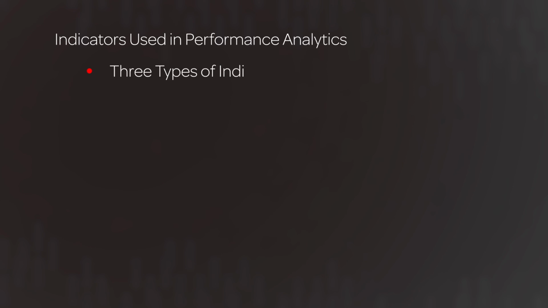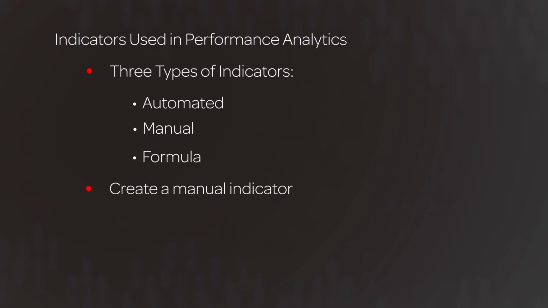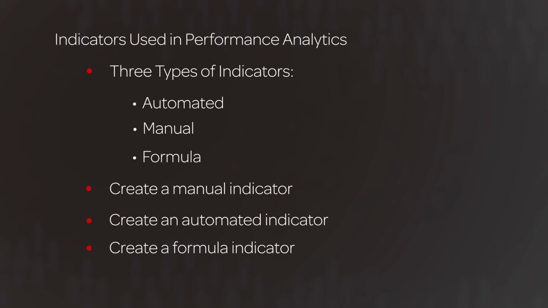In this video, we will describe the indicators used in performance analytics and show you the three types of indicators that you can use: automated, manual, and formula. We will also show you how to create a manual indicator, an automated indicator, and a formula indicator.